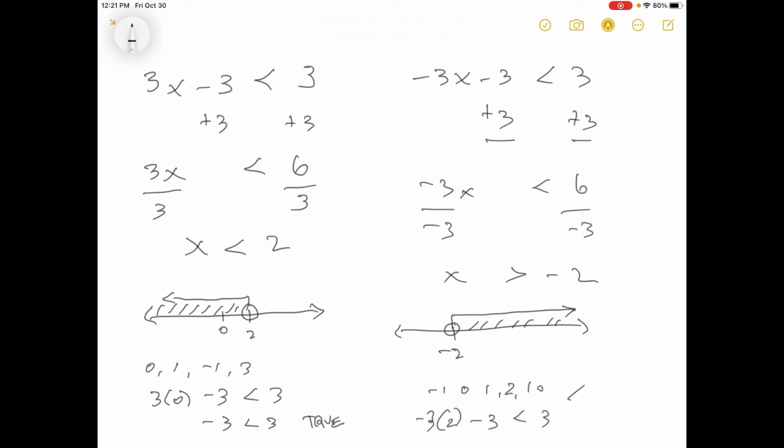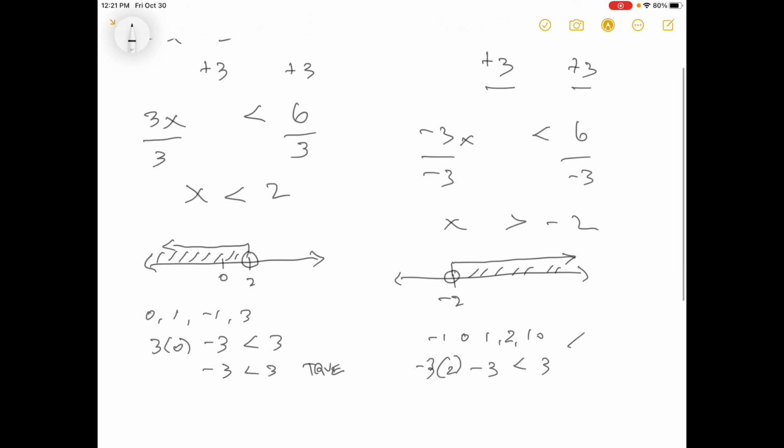Let's just do this down here. That's going to be -6 minus 3 is less than 3. -9, is it less than 3? Of course it is. So it is a solution, as we predicted. Anything that we pick under this shaded area and put back into our original inequality will turn out, when evaluated, to be a true statement, and that's why we call it a solution.